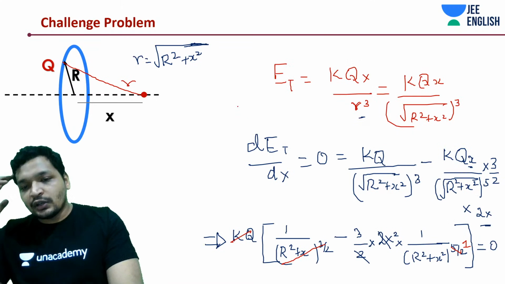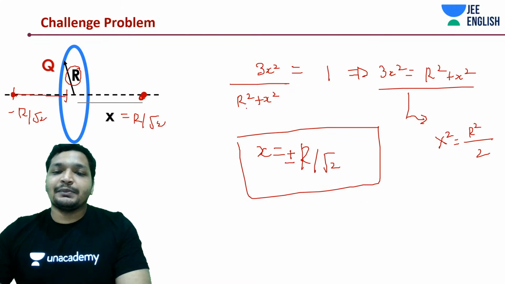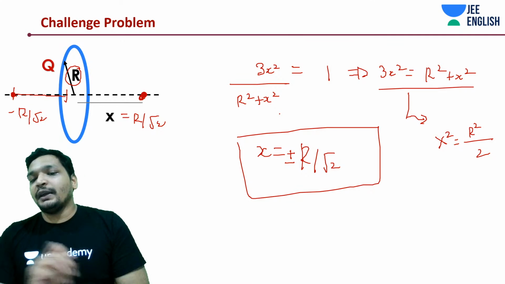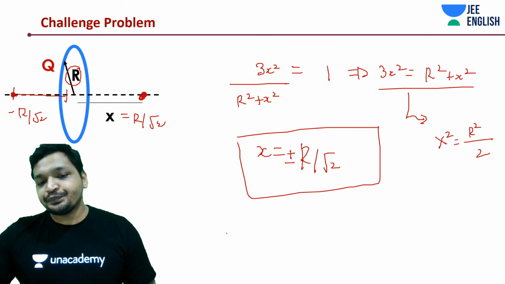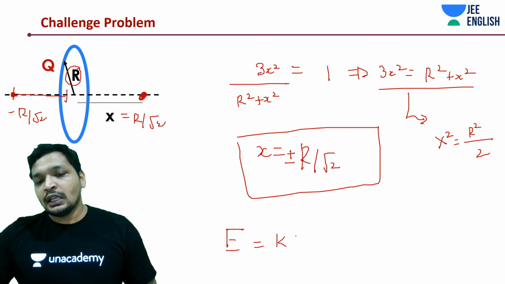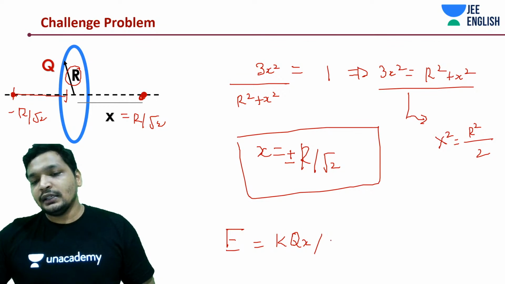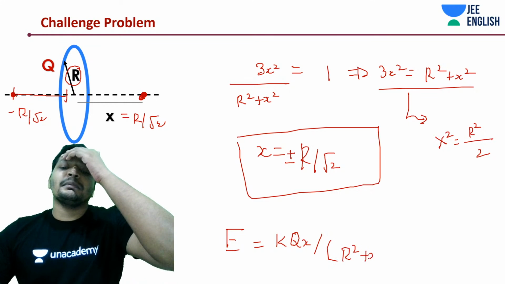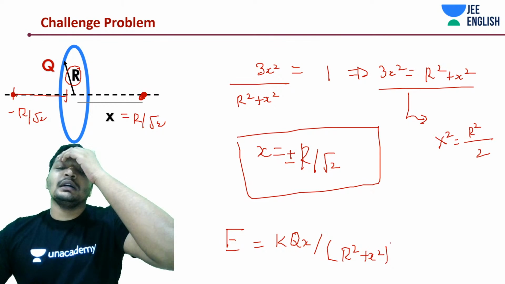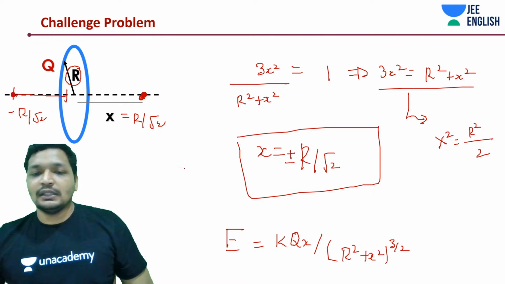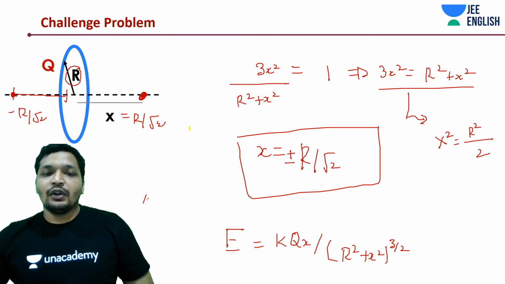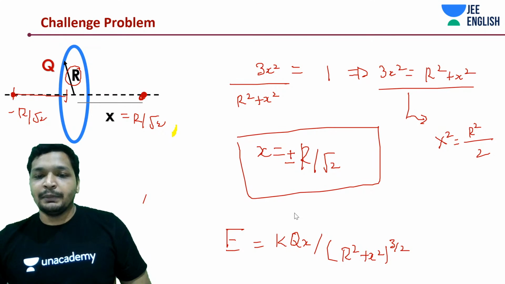And you can similarly also calculate the magnitude of the maximum electric field by substituting this value into your kqx divided by r square plus x square to the power 3 by 2, with x equal to r by root 2. Substitute in this, and you will find the maximum electric field magnitude. Try to work around it. Don't ignore it. It's a simple thing that you would do, so don't miss it out.